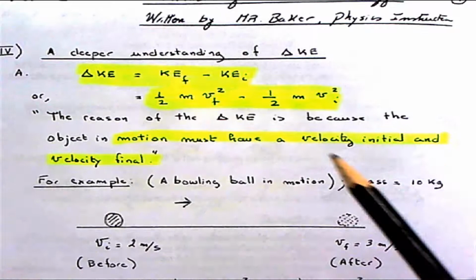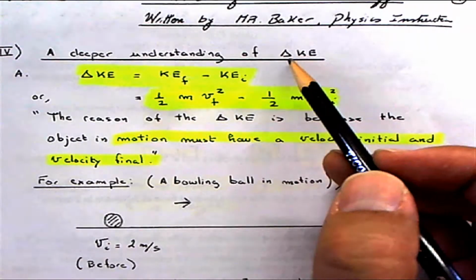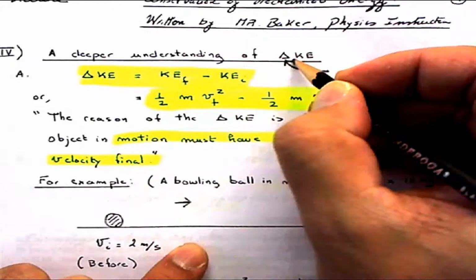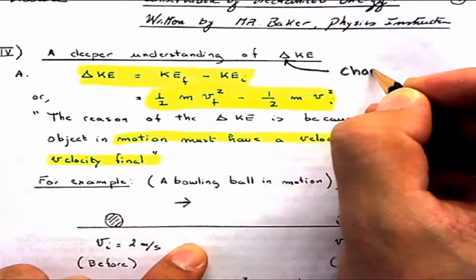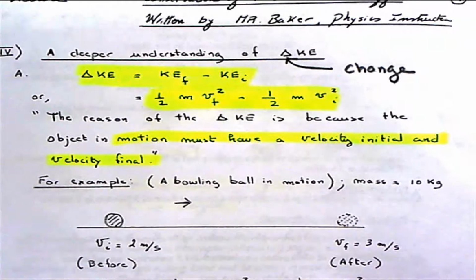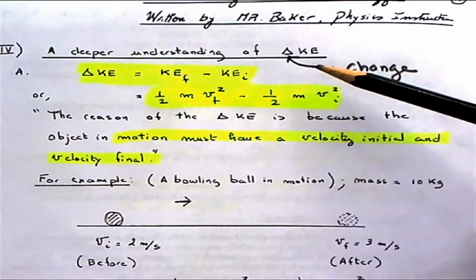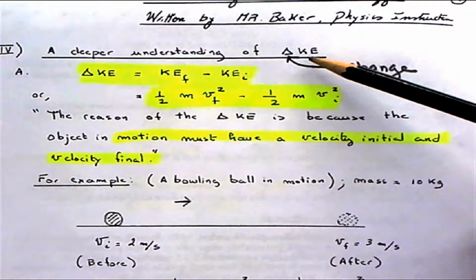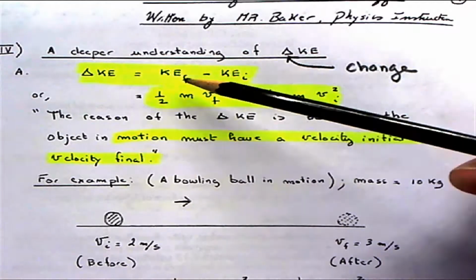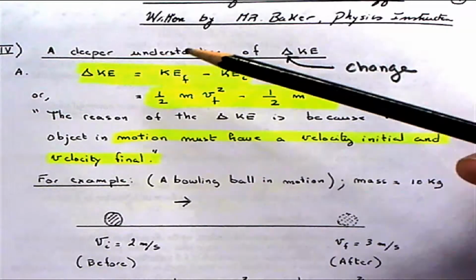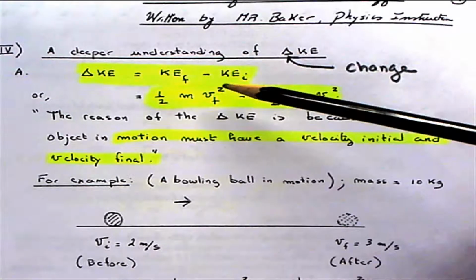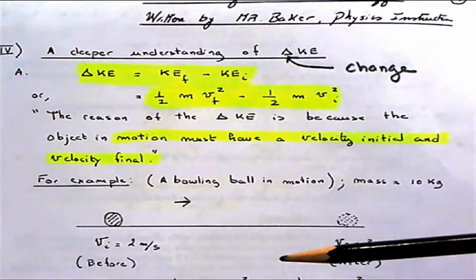Okay, so right now, remember this sign right there, which stands for change. This sign represents change between initial and final. So you have the change in kinetic energy. If you have the change, you must have final minus initial. So the change in kinetic energy is equal to the kinetic energy final minus the kinetic energy initial.